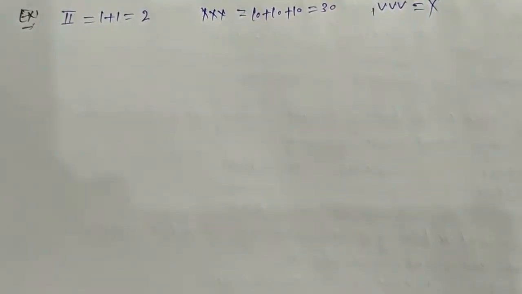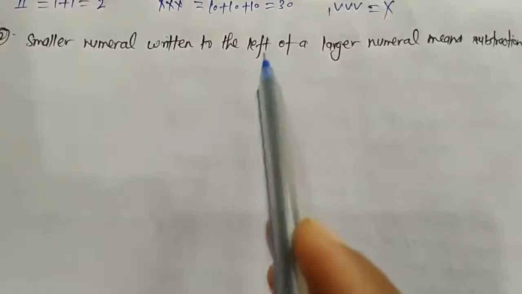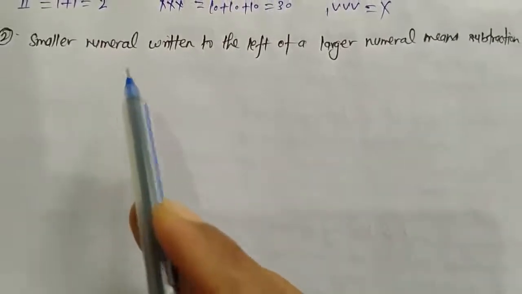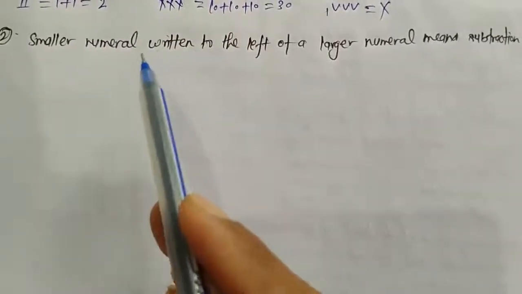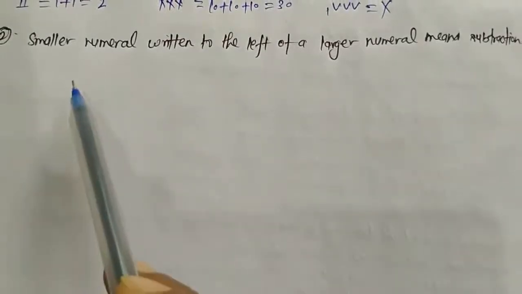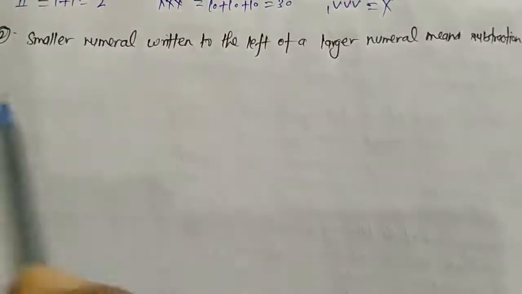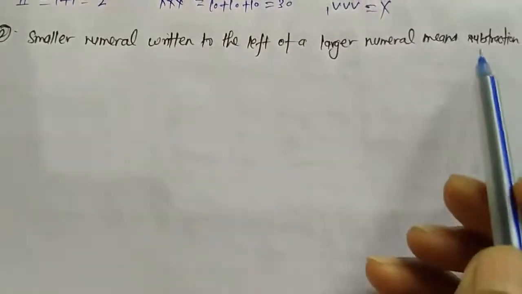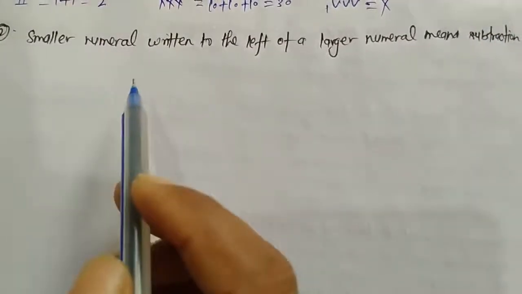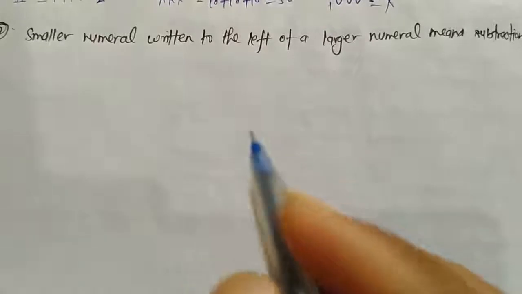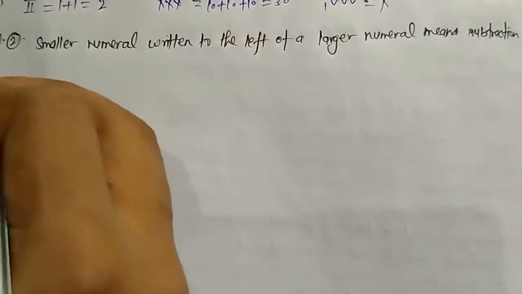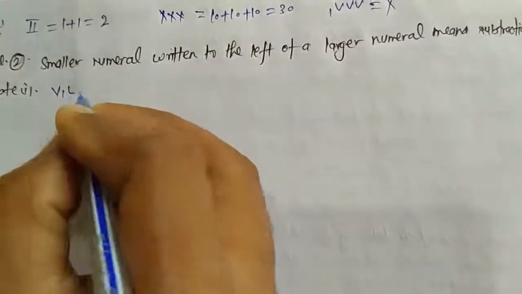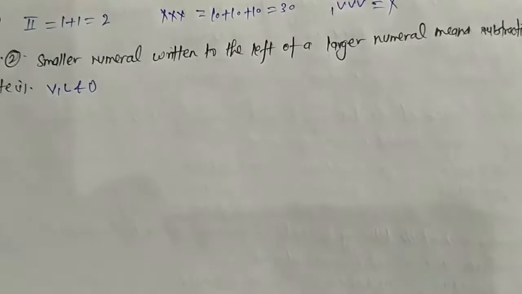Next rule is: a smaller numeral written to the left of a larger numeral means subtraction. जब हमारे पास 2 ऐसे रोमन न्यूमरल्स हों जिसमें बाएं तरफ की वैल्यू दाएं वाले से छोटी हो, तो हम दाएं वाले में से लेफ्ट वाले को माइनस कर देते हैं, सब्ट्रैक्ट कर देते हैं. But here also there are some important facts. Note first is: V, L and D are never subtracted.